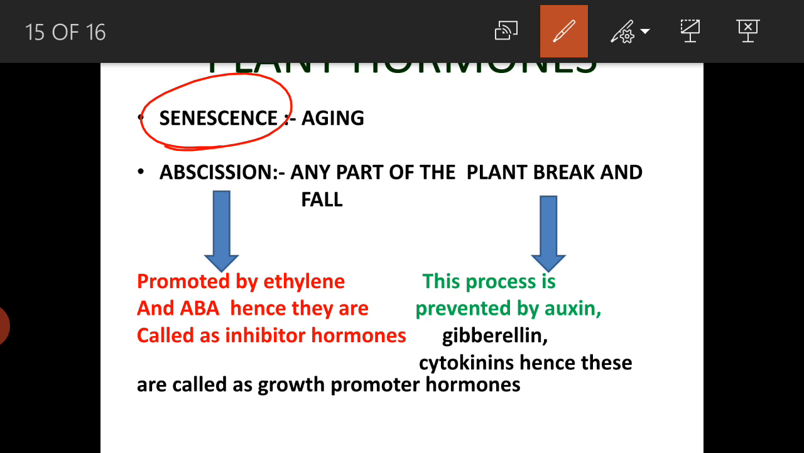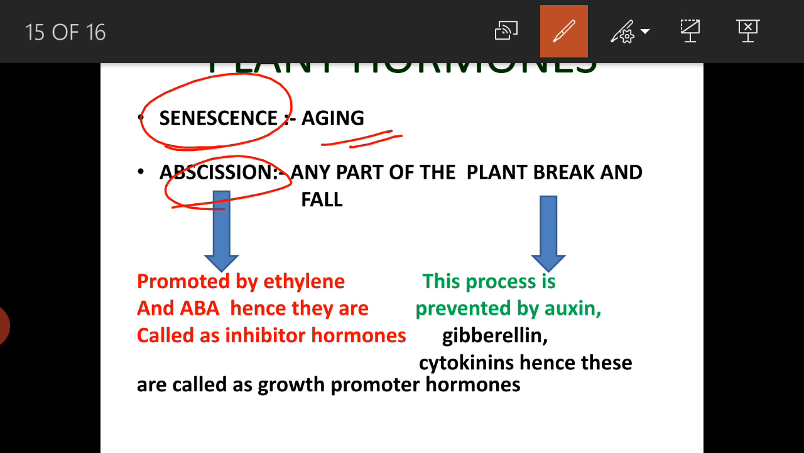Senescence is a process called the aging process, that is decolorization of the leaf. The leaf's green color will change to yellow color and therefore it will fall down. And abscission means any part of the plant like a leaf, fruits and flowers, they break and fall down, and that process is called abscission.